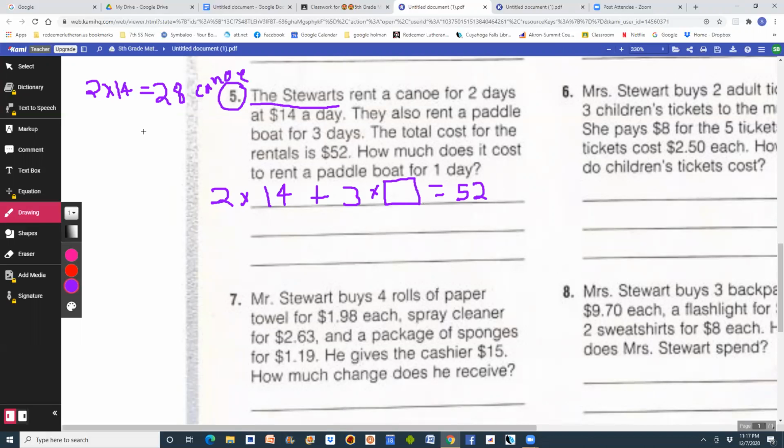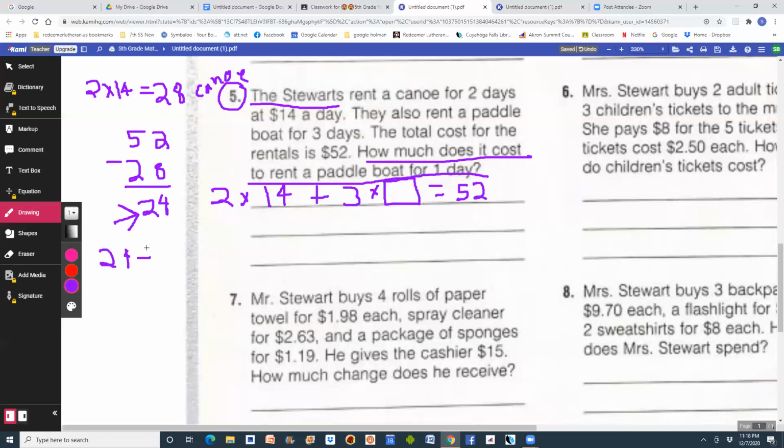Well, so let's take that off of our total price. $52 we're paying all total, minus 28 for the canoe. That leaves us with 24 for the paddle boat. Now, they want to know how much does it cost to rent a paddle boat for 1 day. This represents 3 days worth of renting the paddle boat. So that means we're going to have to do 24 divided by 3 equals $8 for 1 day.